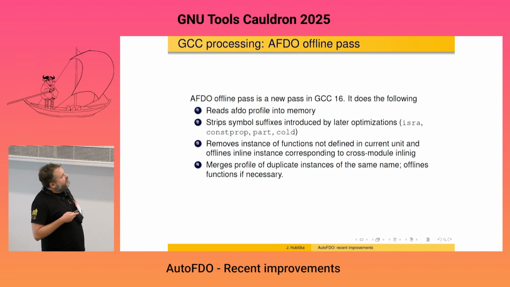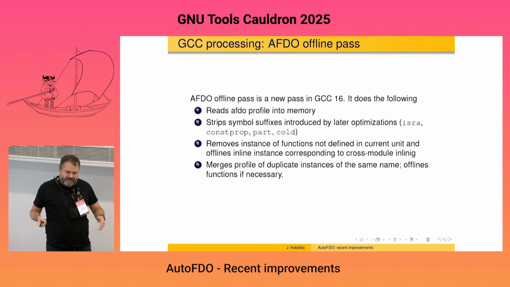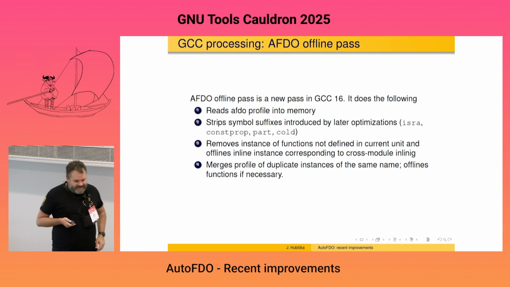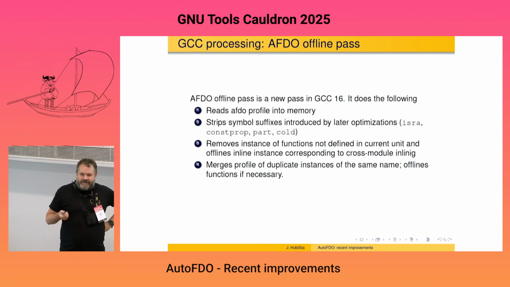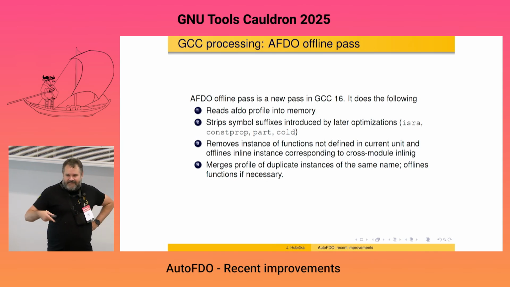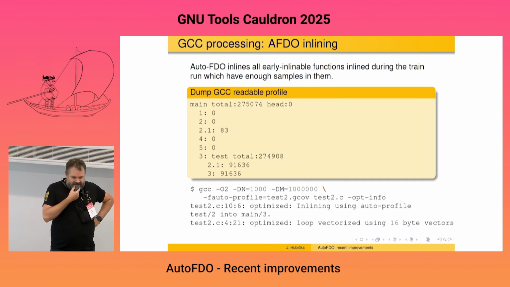It's removing all the functions which are not defined in the current unit because it doesn't have any use for them. And it's doing this offlining. So if the inline instance is cross-module inlined, it takes it as offline, and it gets some partial information about what the inline function is doing. It's also merging the multiple instances together, because you get a lot of duplicated functions if the function was inlined many times out of your unit.